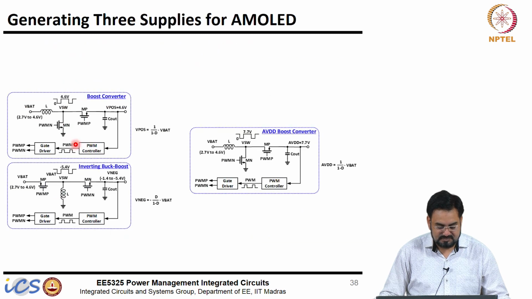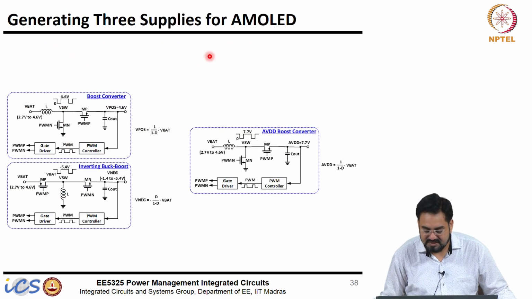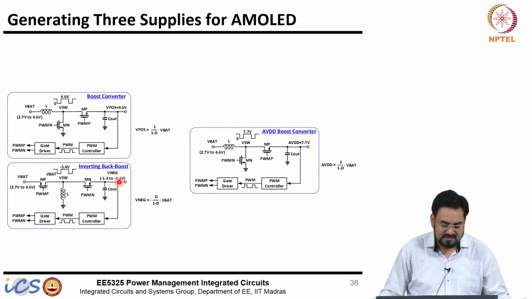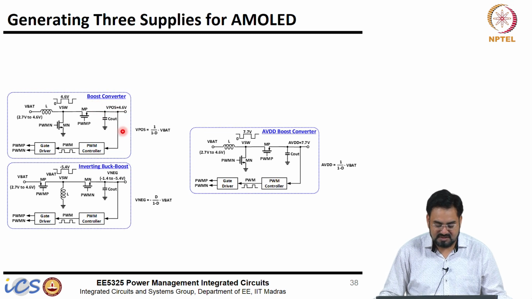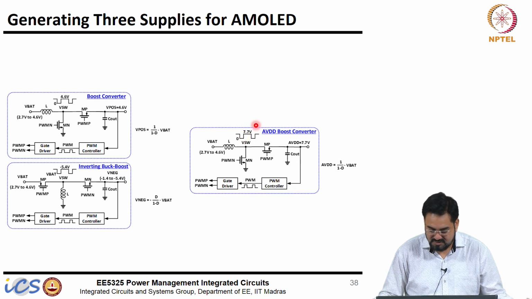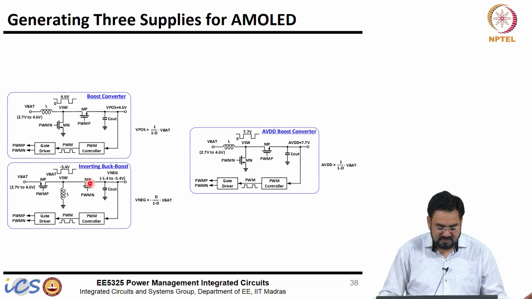So, how do we generate these three supplies? The concept remains the same, just like in LCD. We require one boost converter in order to generate 7.7 volt, the right hand side AVDD, and another boost to generate 4.6 volt, because we know the battery voltage is 2.7 to 4.6 volt. So, most of the time it is below your output voltage, so you need to boost. In this case it is always higher than your input, so you need to boost here as well.